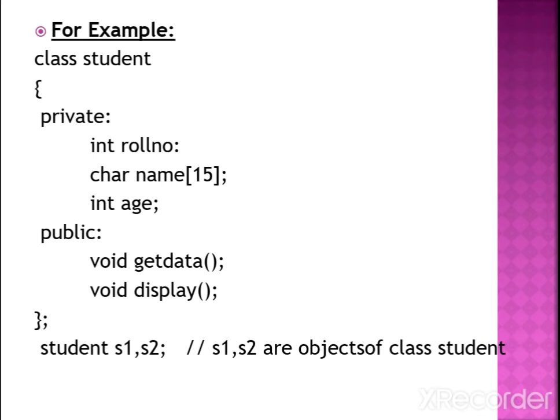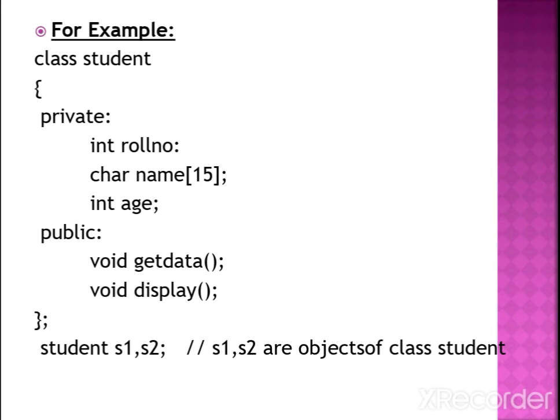Here the data member roll number stores 2 bytes in memory because it is an integer type of variable. Roll number is declared with the int data type, and name is a string. It can hold 15 bytes in memory.